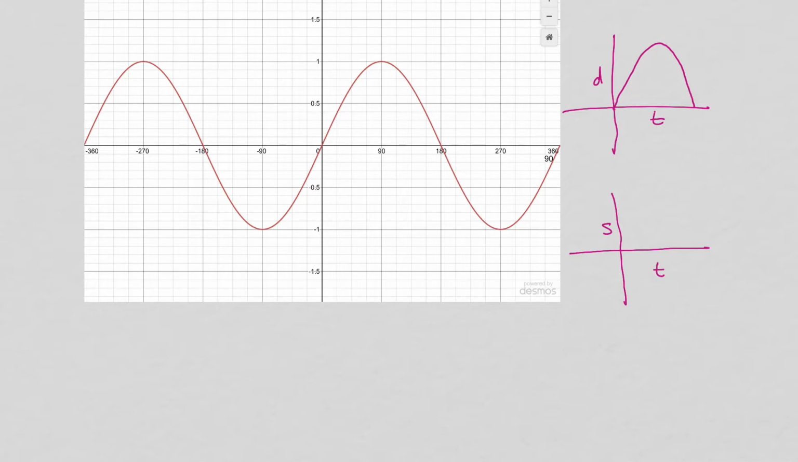So for an example like this one, say this was after 2 seconds. The gradient at this point is 0, obviously, and the gradient of your distance time graph, you might remember from year 11, is your speed, right? So at the time of 2 seconds, we have a speed of 0, and you end up with a speed time graph that looks like this. Now, you don't need to worry about what the graphs look like now. We're going to do that in the calculus, okay?